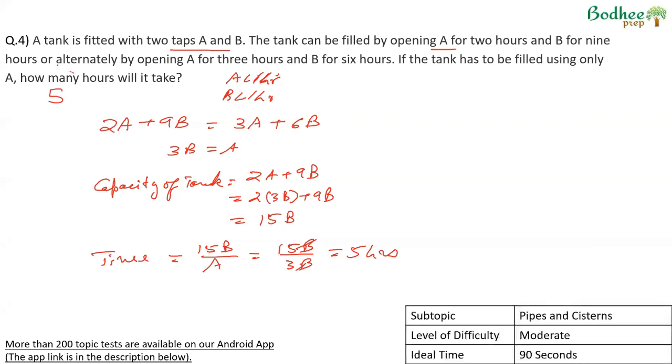Level of question probably moderate. You just have to get the equation going. Once you get the ratio, the answer kind of comes from there. 1.5 to 2 minutes to attempt the question.